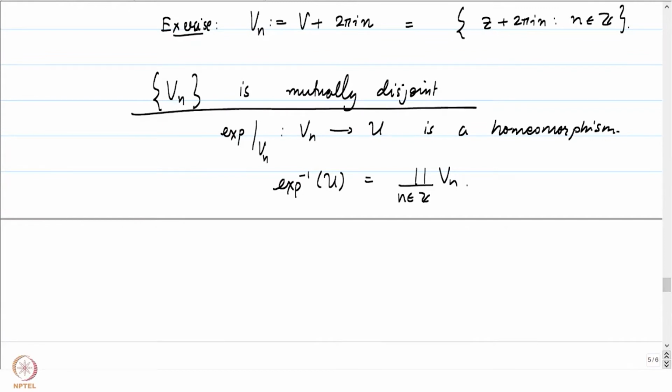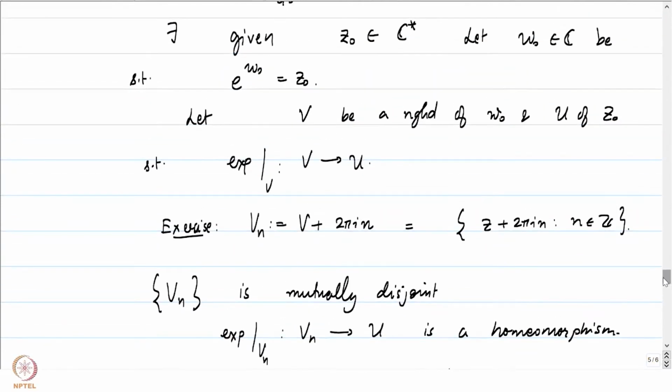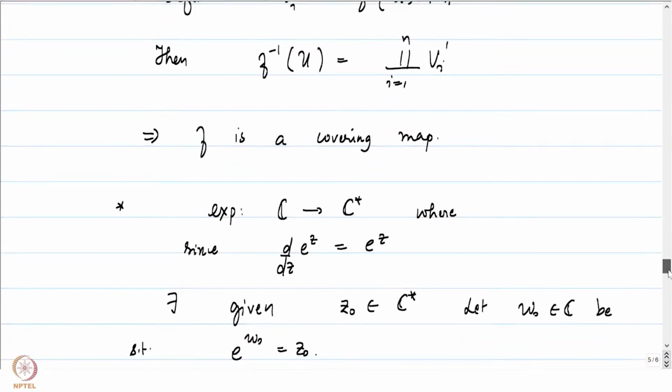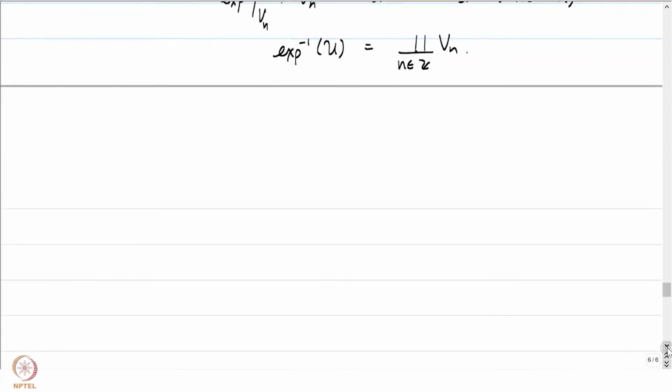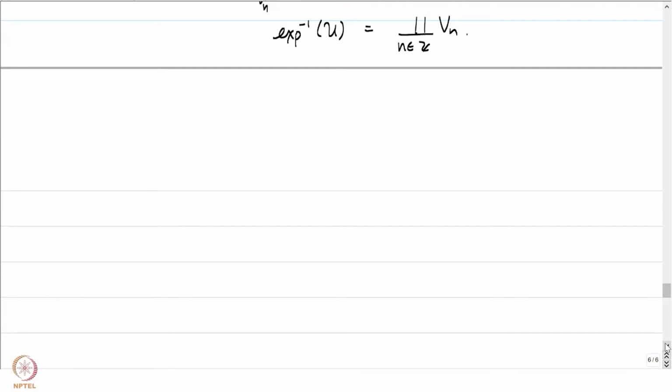So this is the only observation that is to be made, which requires some amount of effort, but I would urge you to sit and really solve this. And with that, we will be establishing that the exponential is a covering map from C to C star. So why consider covering maps? Covering maps are special in the sense that given a curve gamma on the base space X, and given a point y0 tilde in the pullback of the starting point x0 of the curve gamma, we can get a unique lift of the curve gamma which starts at y0 tilde. This is what is called the curve lifting property.